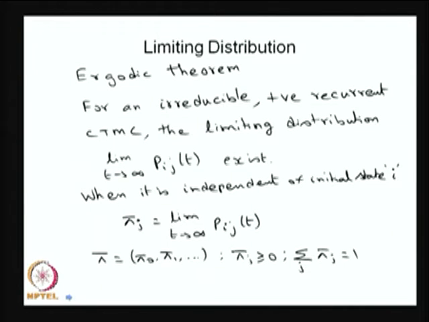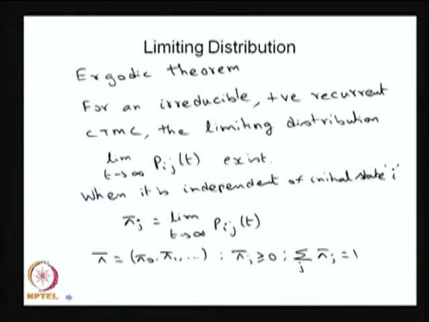That is what the Ergodic theorem says. Whenever you have an irreducible CTMC with all the states positive recurrent, then as t tends to infinity, the system has a limiting distribution. If it is independent of the initial state, then you can label it with pi j as the probabilities, and this probability distribution satisfies the probability mass function conditions.